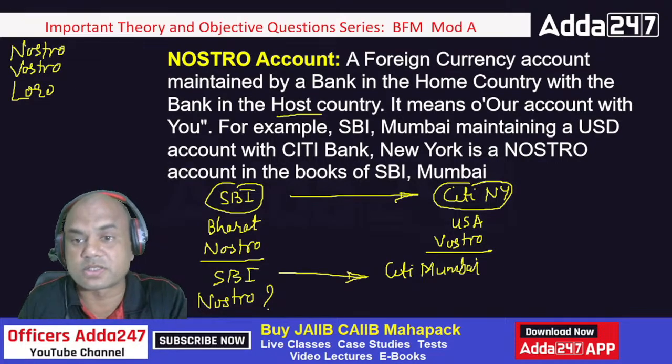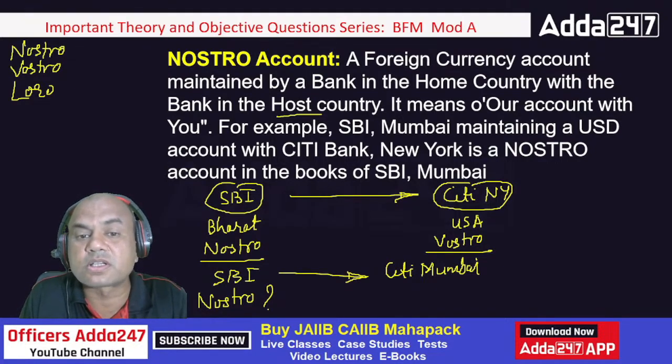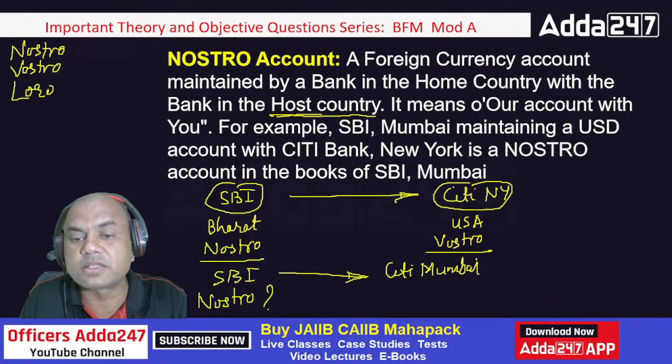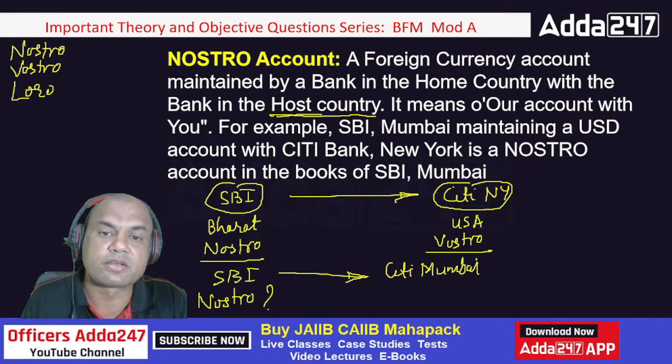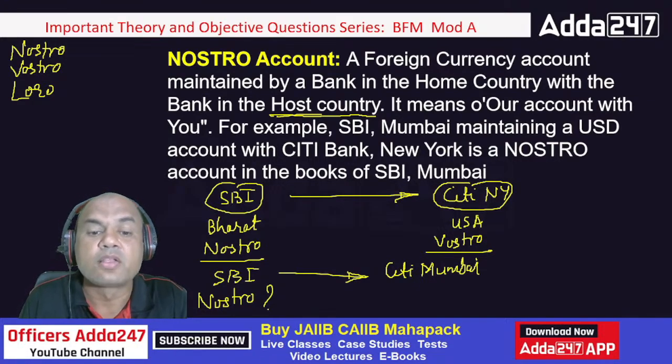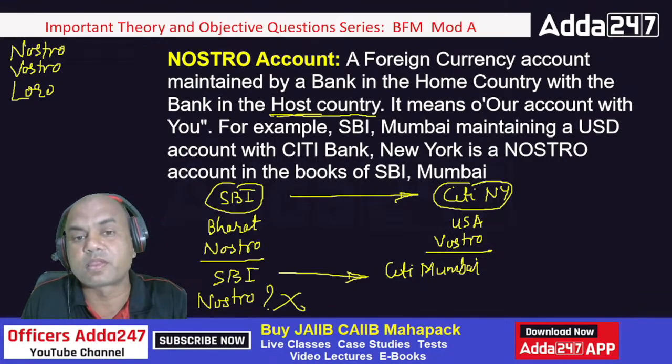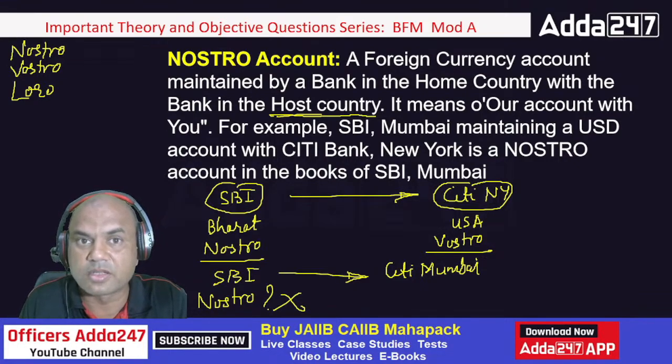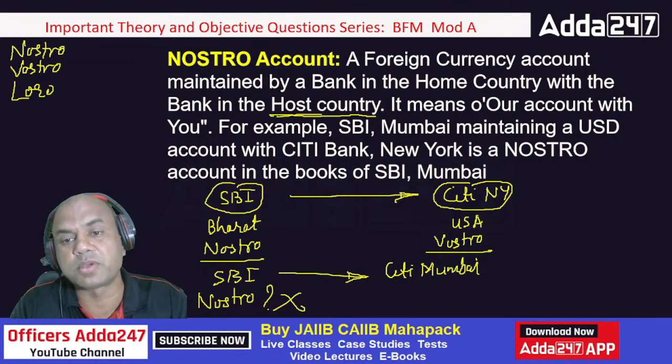Look at the definition. The definition says in the host country, that is important. The country is also important. Citibank Mumbai is an Indian bank. Citibank New York is a USA branch or USA bank. So this is not called as a Nostro. It should be in the host country. Got this point clear, everyone? The concept should be very clear in your mind.